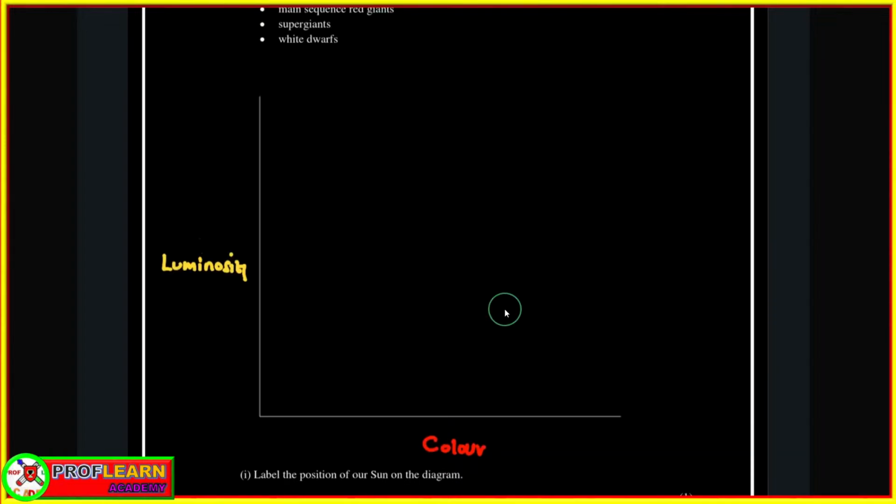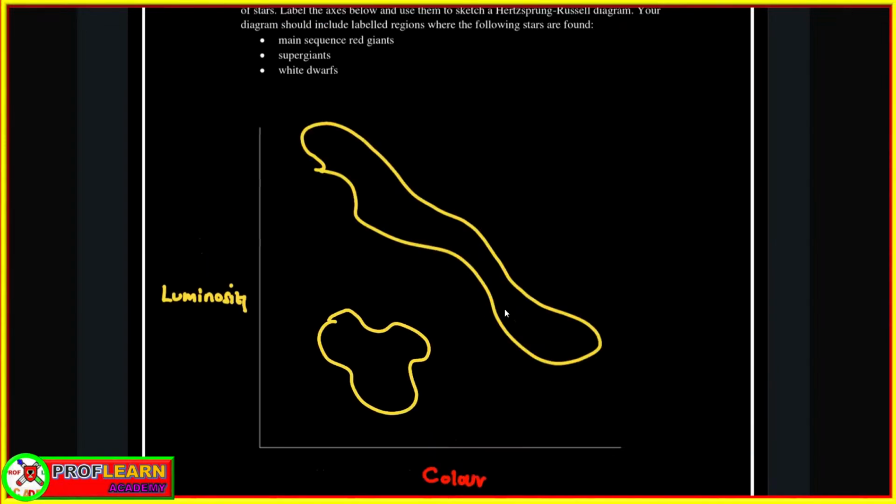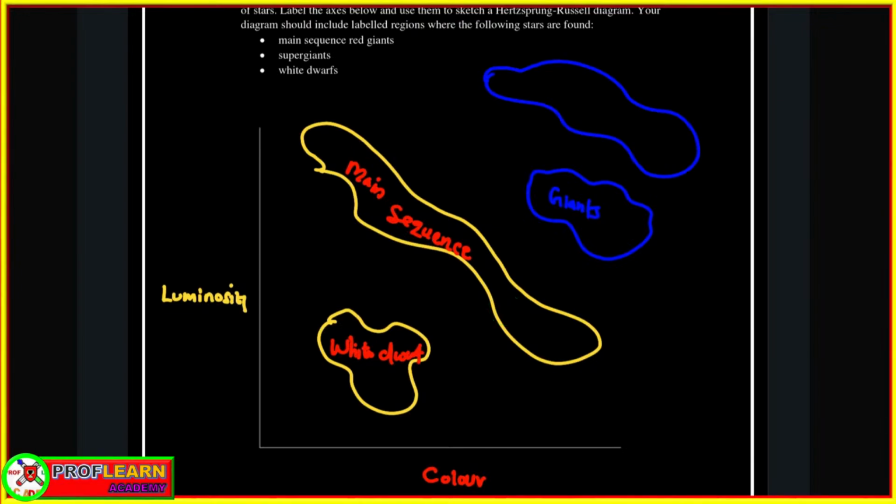And now here we're going to have the main sequence. Here we have the white dwarf, and these are the white dwarf and the main sequence. And then which are these? What do you think? Okay, that is the red giants or giants, and further here on top of the giants or red giants we have super red giants, which are very bright.